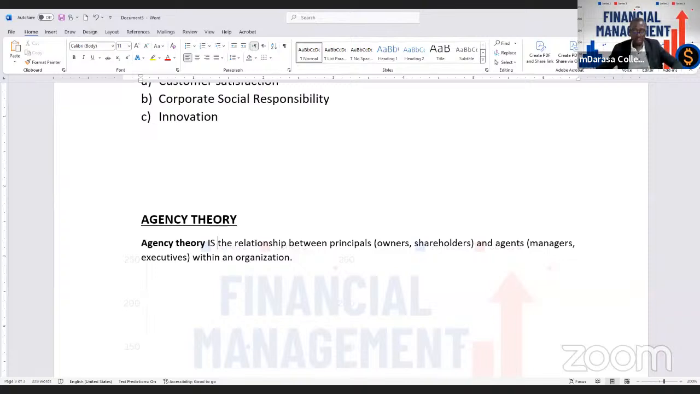Is a relationship between, of course, principals and agents. In this case, you're looking at principals as the owners and shareholders, and agents as managers and executives within an organization.